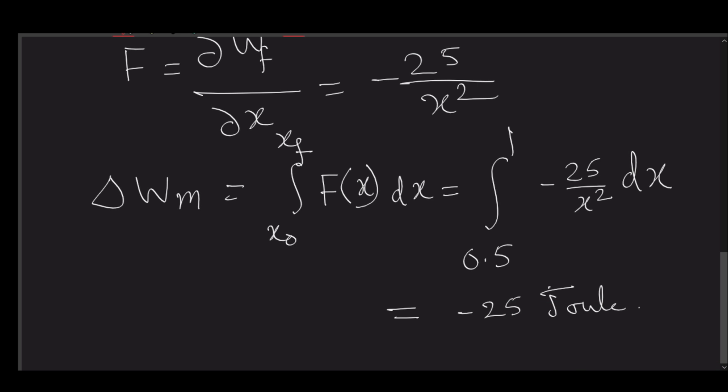So minus 25 joule, because if you increase x, then basically you do not have to do any work, rather you are getting the stored energy from that system. This is the meaning of this minus 25 joule. You do not have to do any work, rather you will get some extra energy out of your system when you try to move these two away from each other.